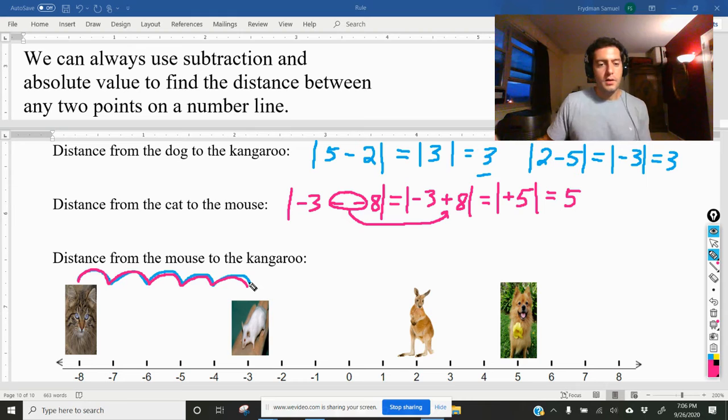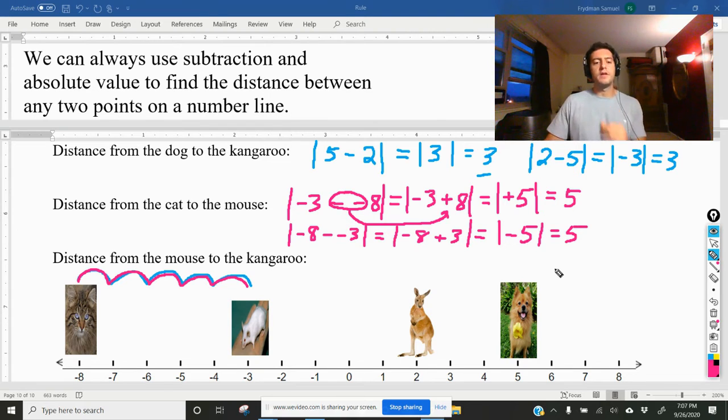Let's go ahead and do the last one. By the way, we would have gotten the same answer if we had done it the other way around. Let me just do that very quickly for you. So if I had done -8 minus -3, then that is equal to the absolute value of -8 plus 3. -8 plus 3 is going to give me -5. And then when I take the absolute value of -5, again, I get positive 5.